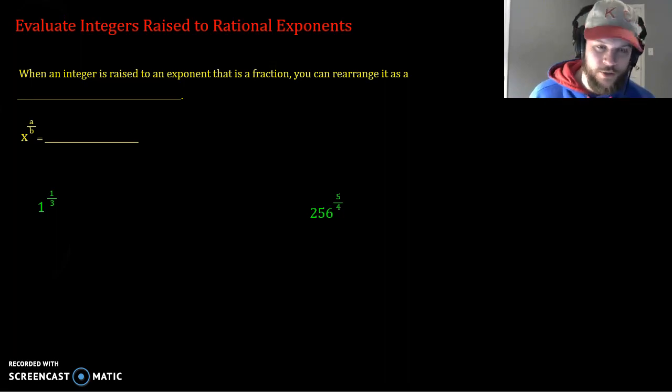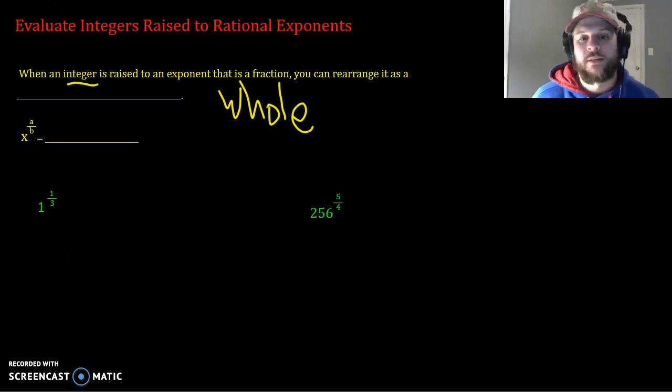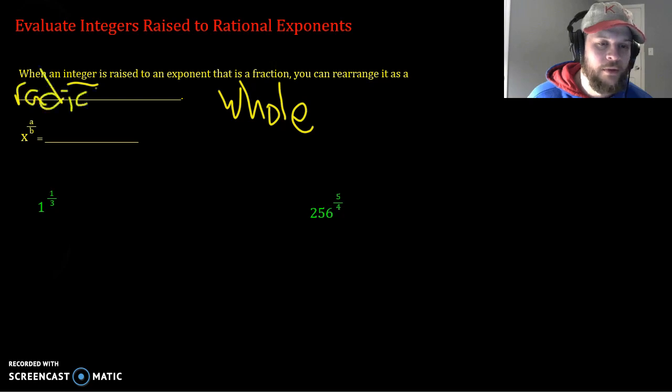So whenever you have an integer, a whole number, that is raised to an exponent that is a fraction, you can rearrange that problem into a radical. And how it's going to be set up is the numerator stays as the exponent of your actual integer, but then your denominator becomes what's called the index of your radical.